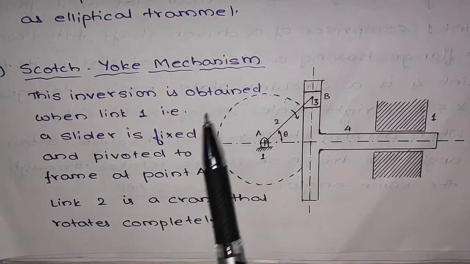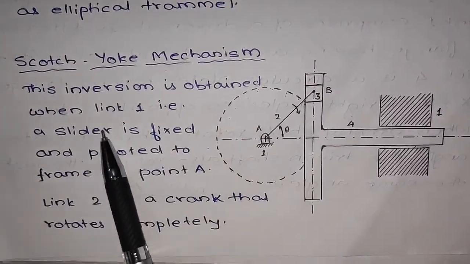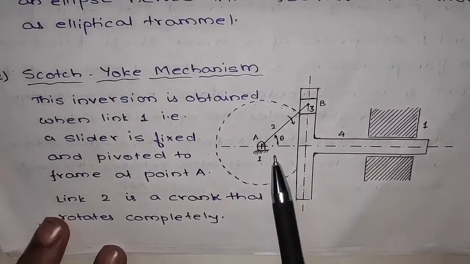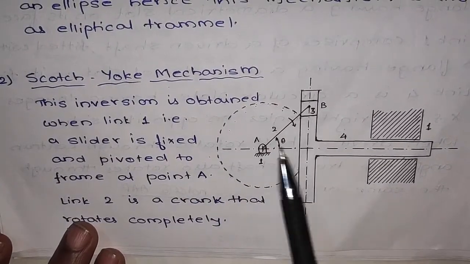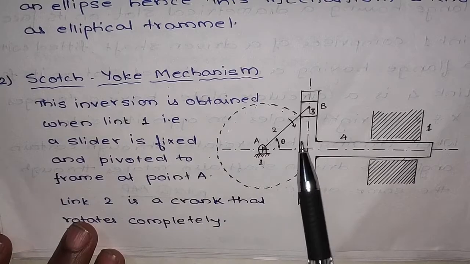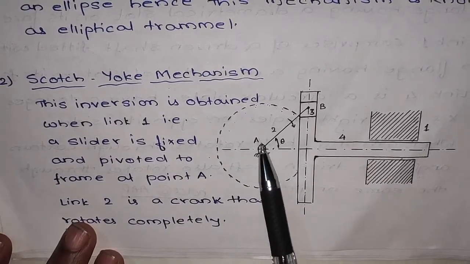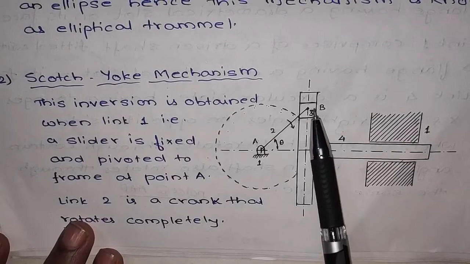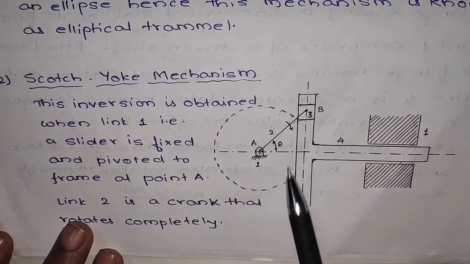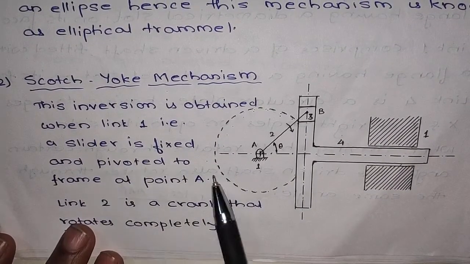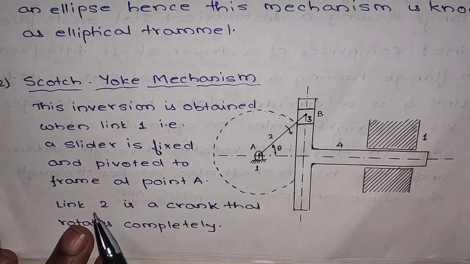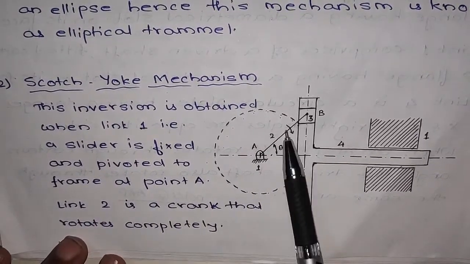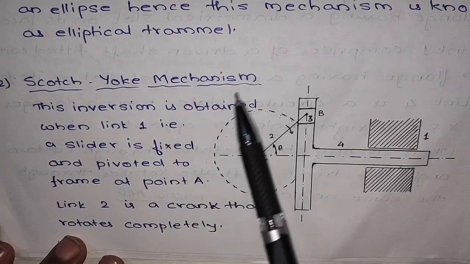So this inversion was obtained when link number 1, that is the slider, is fixed. So we fix this slider. So here we have the link number 1. So one of the slider remains fixed. So the other slider will slide in this frame. And this is pivoted to the frame 1. Now link 2 is the crank and that rotates completely. So this link 2 rotates completely.